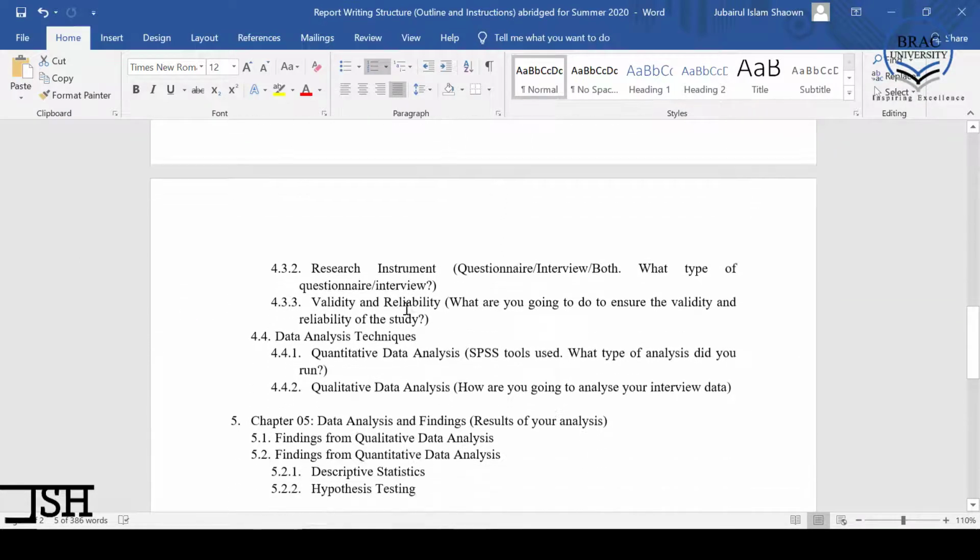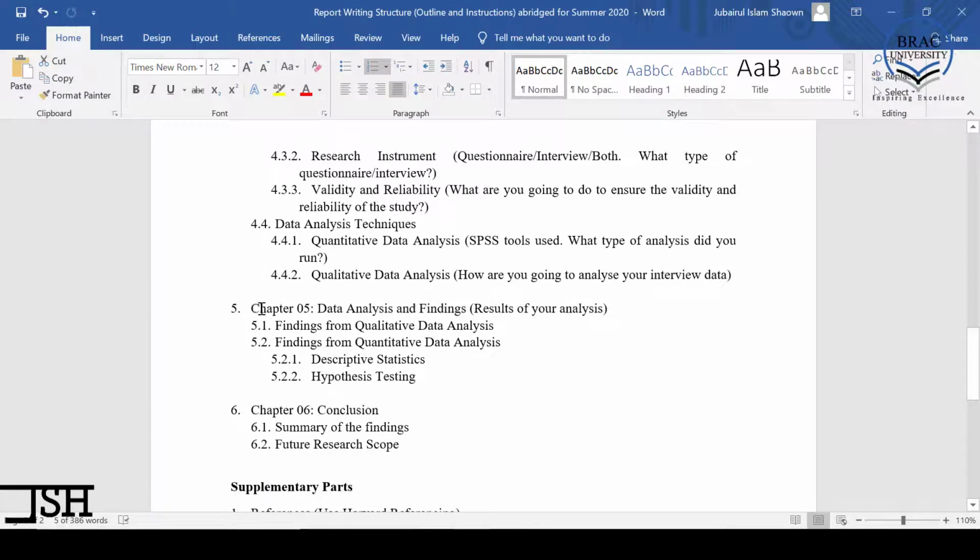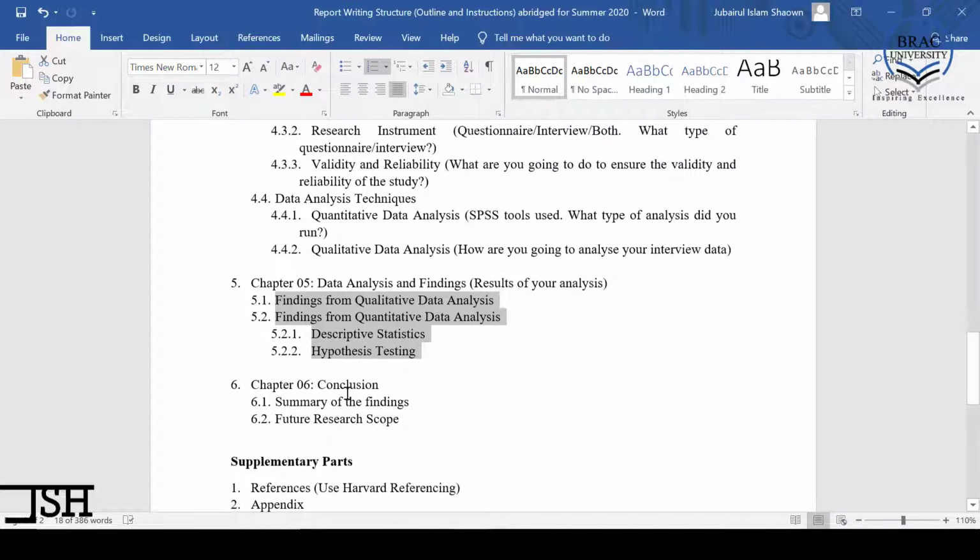Now moving on to the next chapter, chapter 5, which is data analysis and findings. Again, we haven't discussed any of the subtopics here. This specific chapter will be covered after the midterm. So again, do not worry. Now finally we have chapter 6, which is conclusion. So we will talk about it at the very end of the semester.